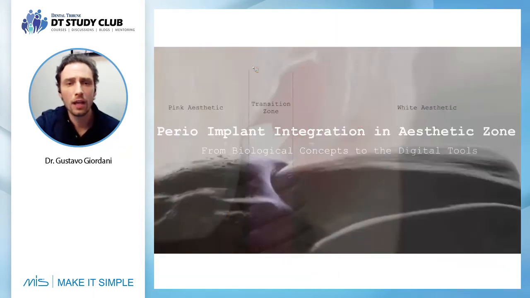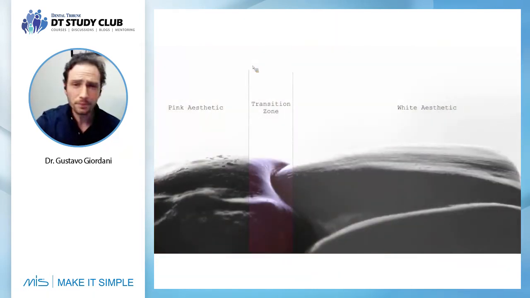And I'm going to focus a lot on the transition zone because the white aesthetics, the tooth, the shape of the tooth, the morphology of the tooth, it's a beauty. So beauty in our concept is subjective. I'm going to show you one result, and maybe for you this result is not good, it's not beautiful. But the white aesthetics, the tooth itself, in our opinion, is just a conversation with you, what you like and what your patient is expecting.